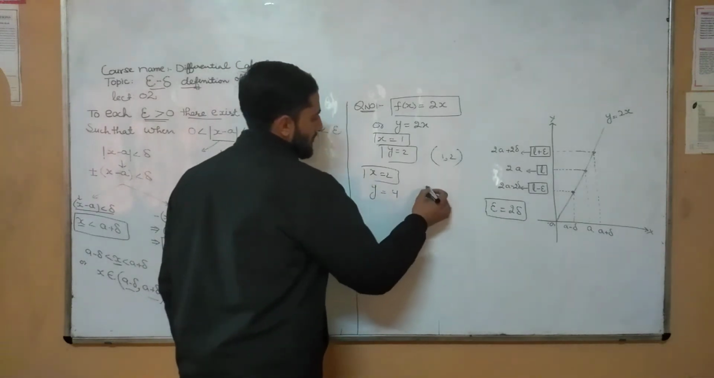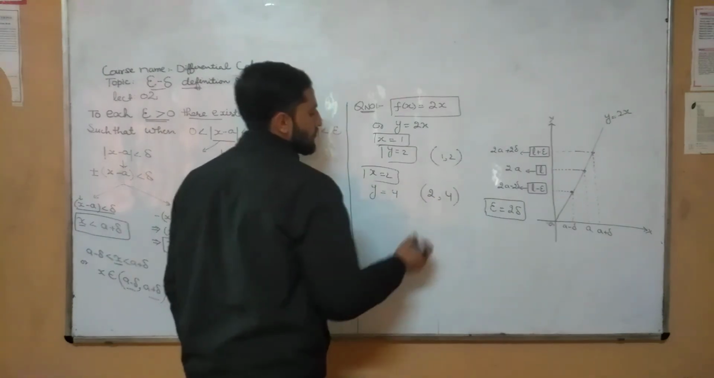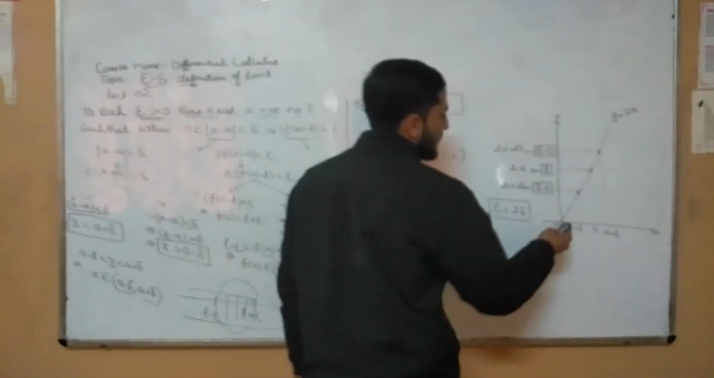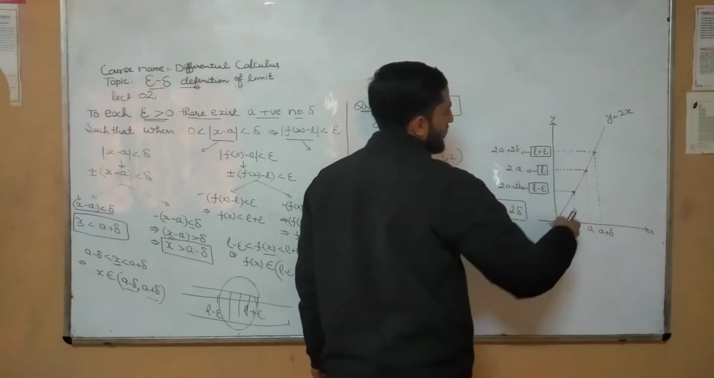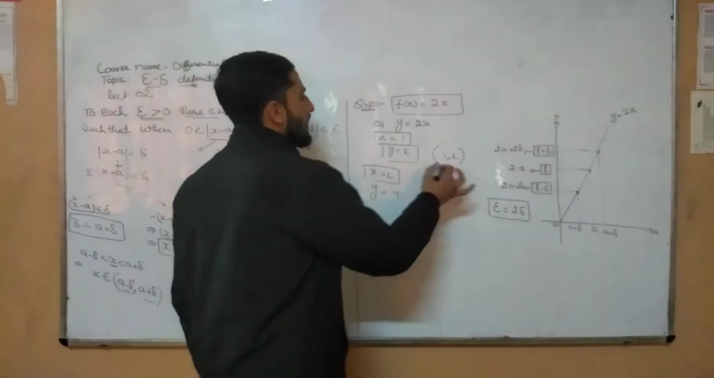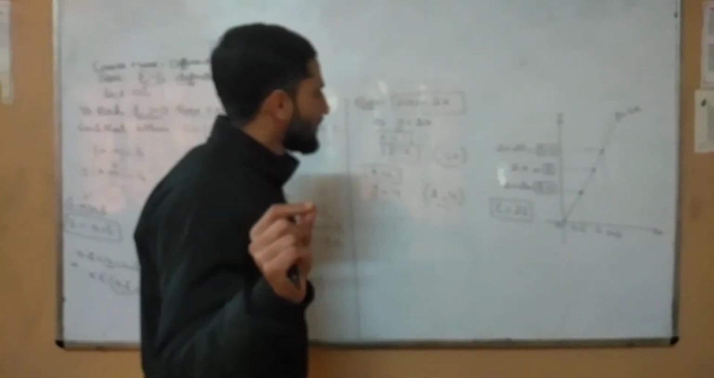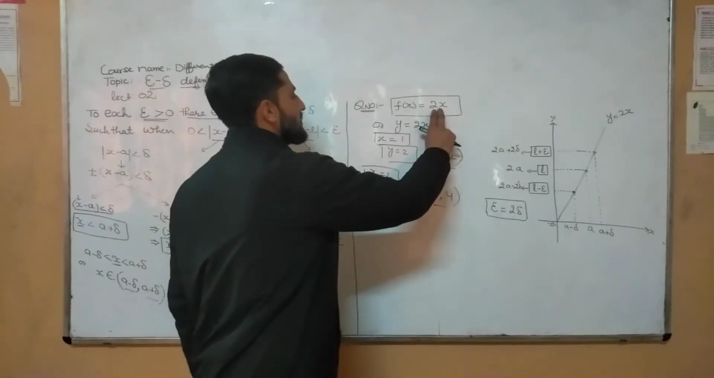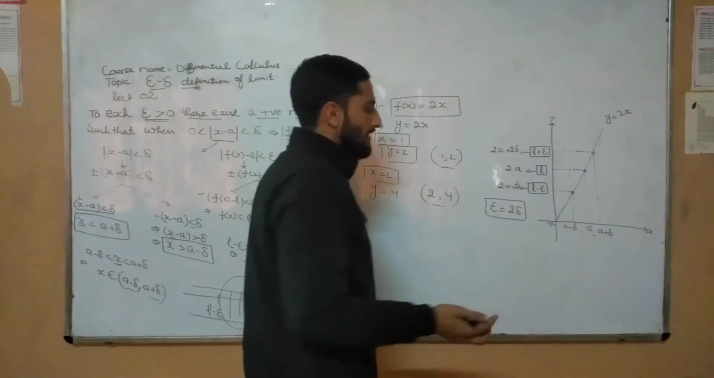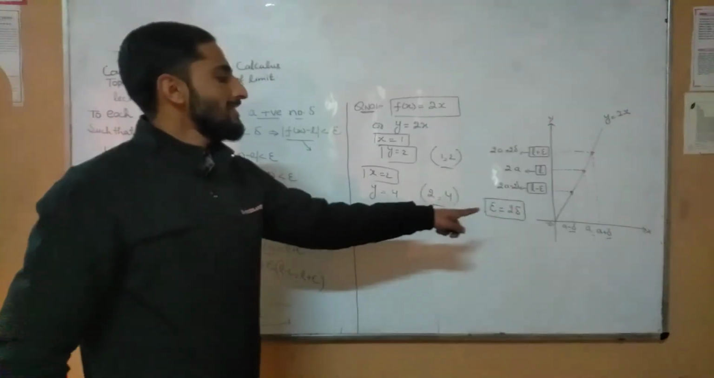What is the meaning of this? We put x and get y is equal to 4. So in this way we draw this particular line, which is based on these points. Now we want to find what is the value of this function at a particular point a, and at a minus delta, a plus delta. What is the value of this function at these points?